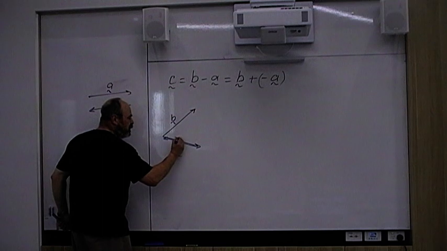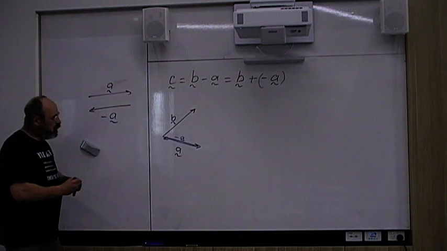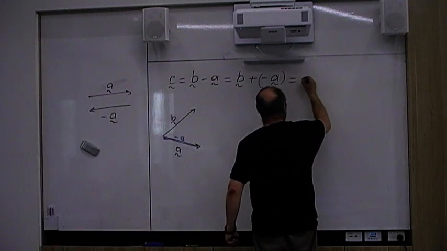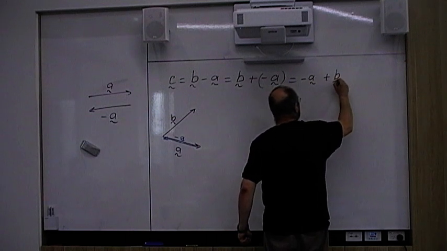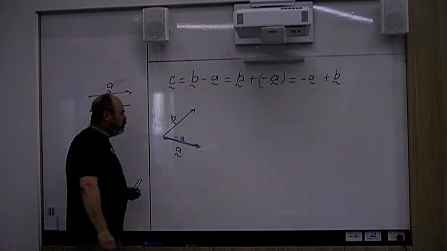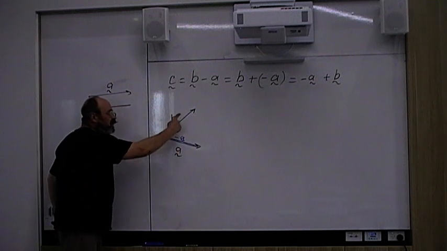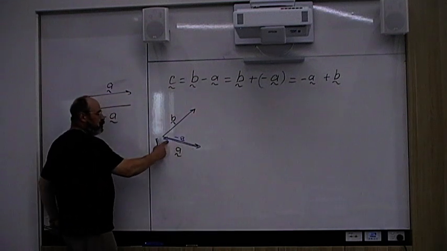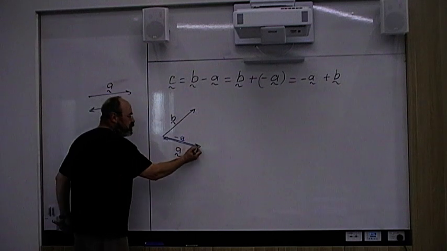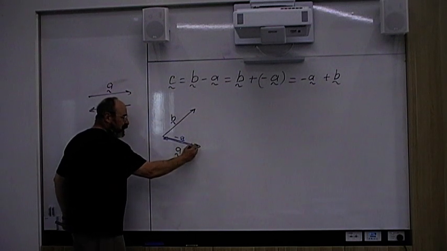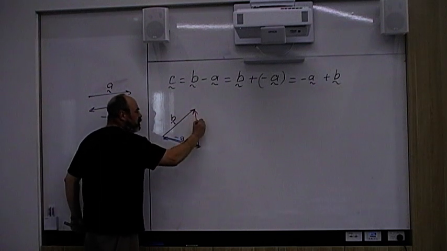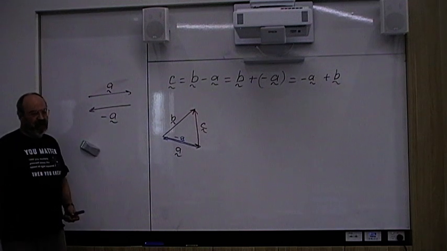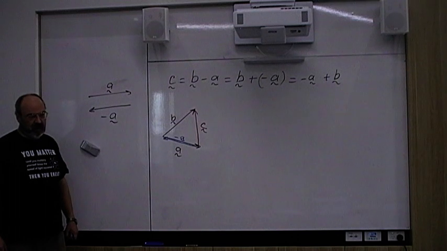This is negative A. And what will be the result of the addition of negative A and B? Because it's the same thing. If we do minus A plus B, what will be the result? If we add negative A and B, what will be vector C? We should have a vector starting at the beginning of negative A and finishing at the end of B. That will be vector C. So we're adding a negative vector when we're subtracting one vector from another.